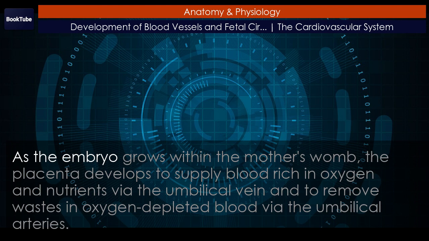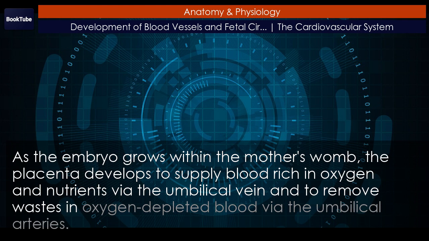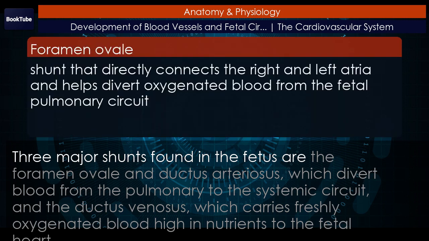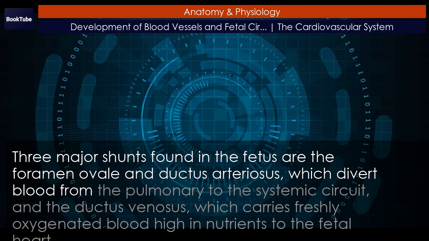As the embryo grows within the mother's womb, the placenta develops to supply blood rich in oxygen and nutrients via the umbilical vein and to remove wastes in oxygen-depleted blood via the umbilical arteries. Three major shunts found in the fetus are the foramen ovale and ductus arteriosus, which divert blood from the pulmonary to the systemic circuit, and the ductus venosus, which carries freshly oxygenated blood high in nutrients to the fetal heart.